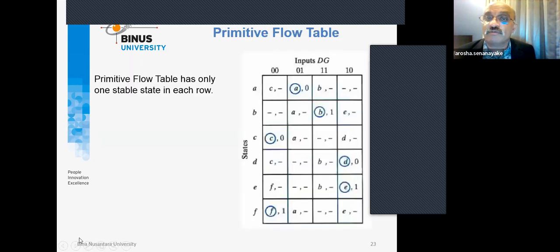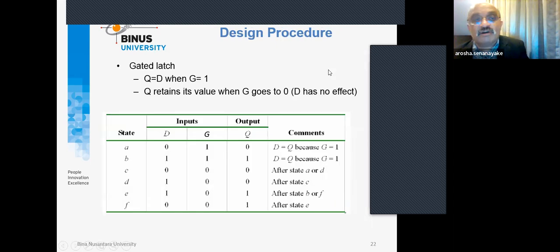So in this case, of course, the present state is A. And if the input is 1, 1, what is going to happen? What we get is B, but the thing is that Q changes from 0 to 1. That means Q can be any of the values, 0 and 1. That's where we put a don't care.